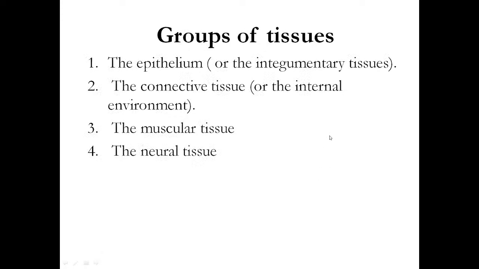Groups of tissue. Tissues are divided into the following groups. The first group is epithelium, and the second group is the connective tissue, or the internal environment. The next groups are the muscular tissue and neural tissue.